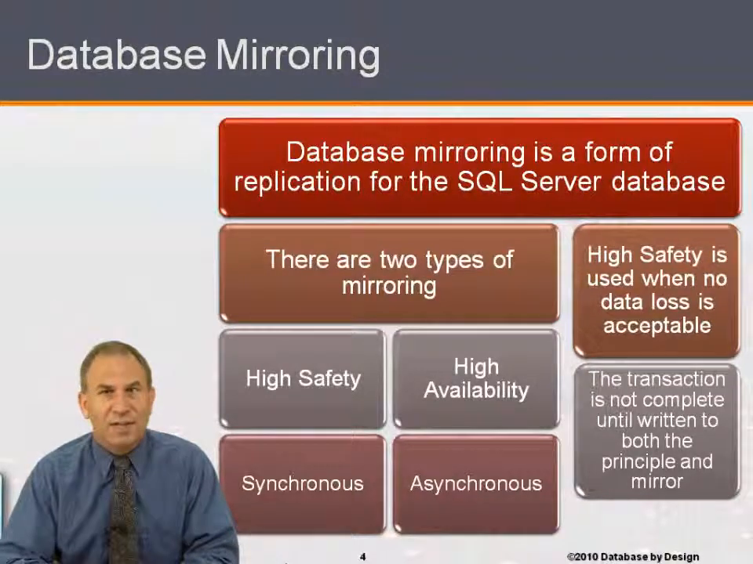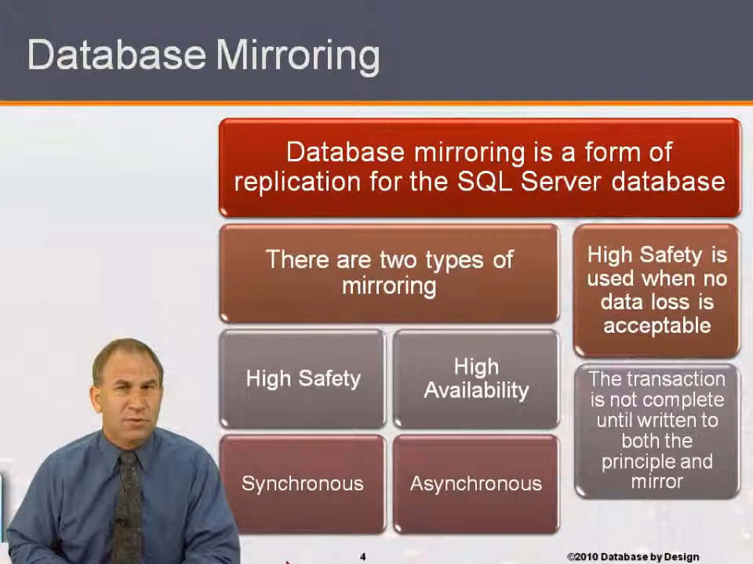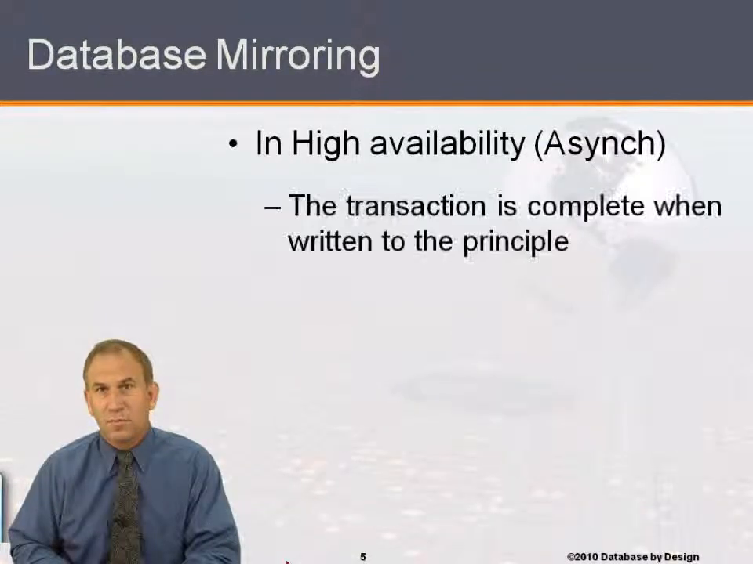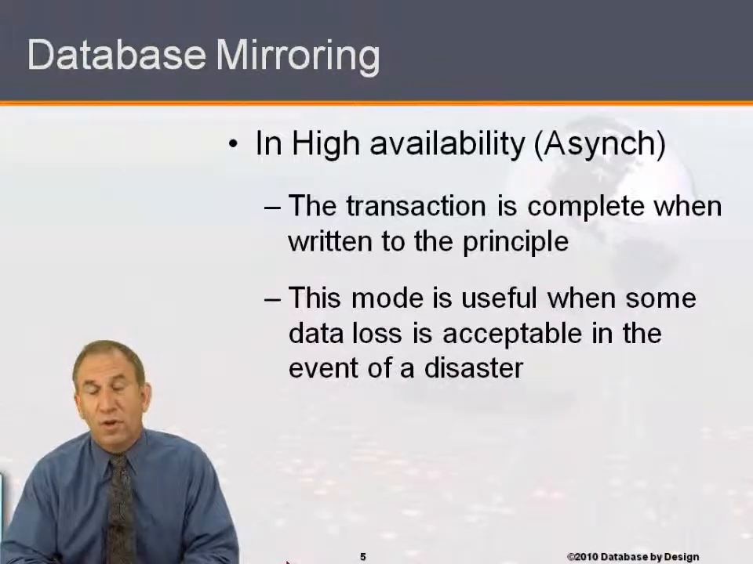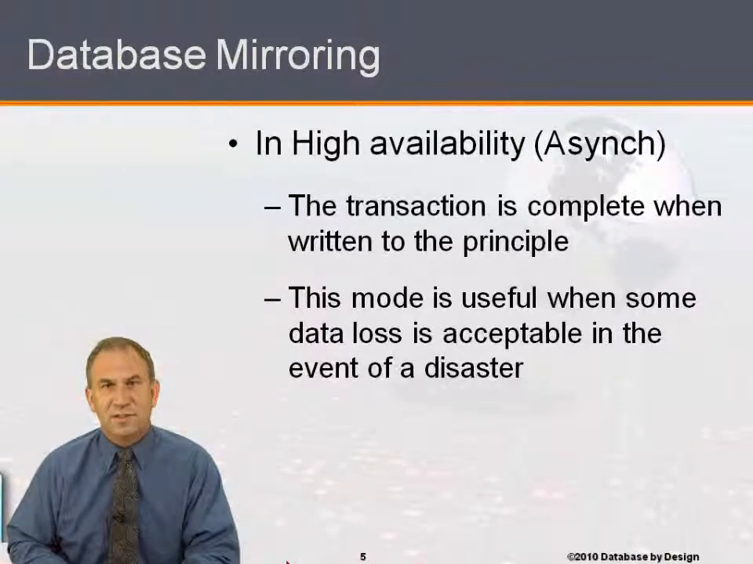So exactly, high safety is used when data loss is unacceptable. The transaction is not complete until written to both the principal and the mirror. In high availability, the transaction is complete when only written to the principal. Most useful when some data loss is acceptable in the event of some sort of natural disaster.